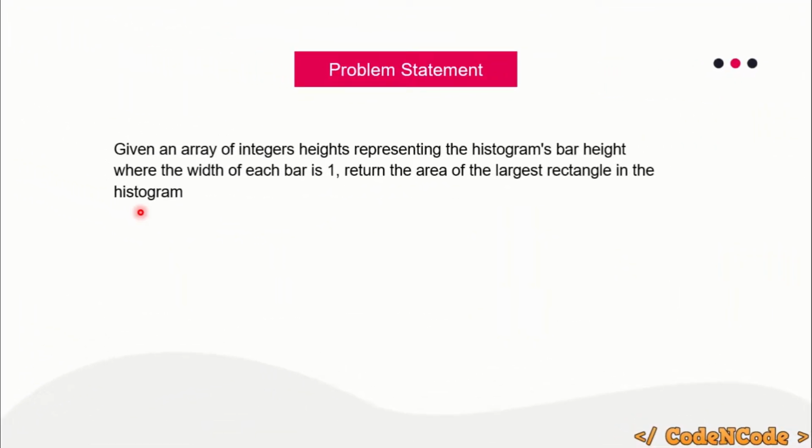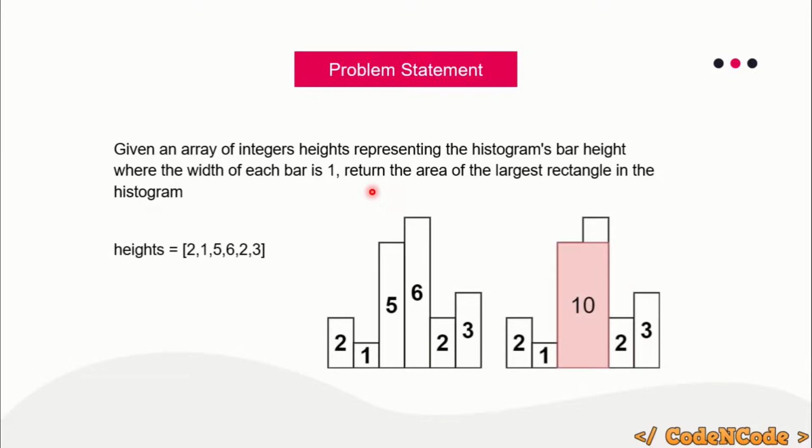The problem statement is: we are given an integer array which represents the heights of histogram bars, and the width of each bar is 1. We have to return the largest area of the rectangle that can be formed in the histogram. It is better understood with an example.